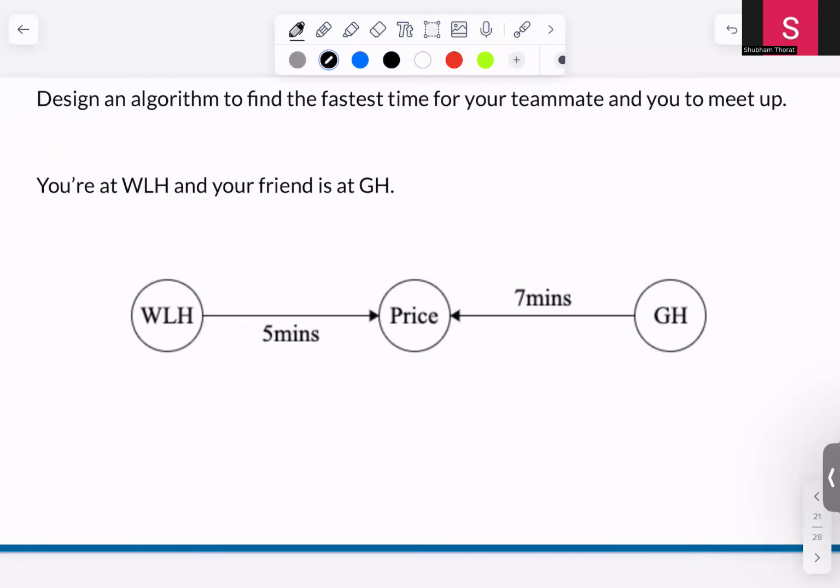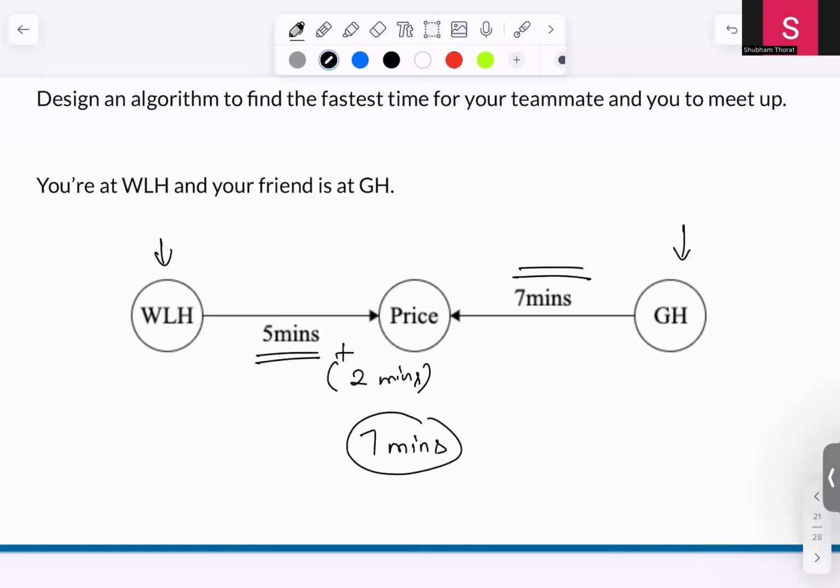So let's say you are starting from Warren Hall and someone is starting from your GH Hall and you want to meet at Price Center. For you, it takes 5 minutes. For your friend, it takes 7 minutes. So the final time, what will it be? This person has to wait for 2 minutes, right? So eventually, by the end of 7 minutes, you both will meet. Make sense?